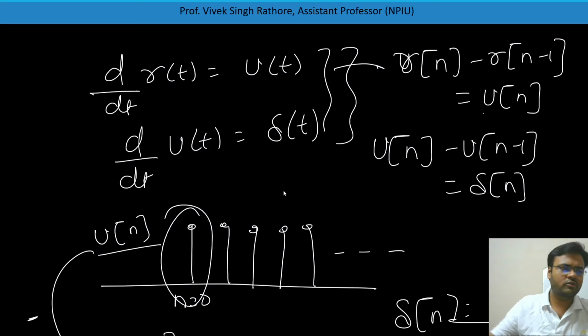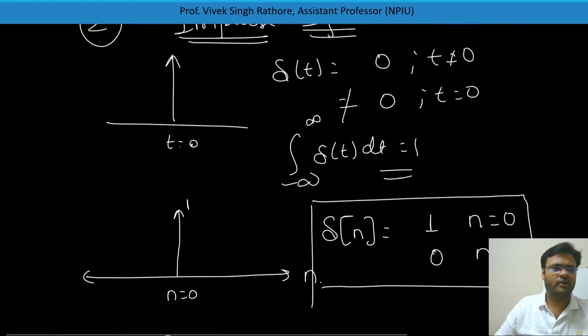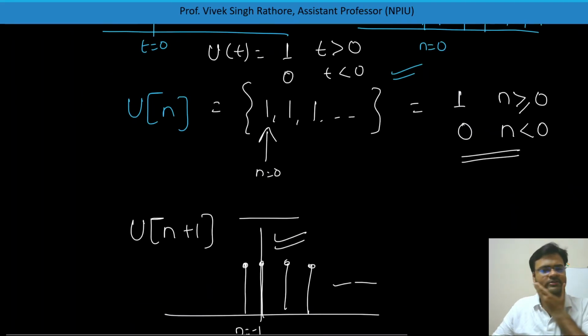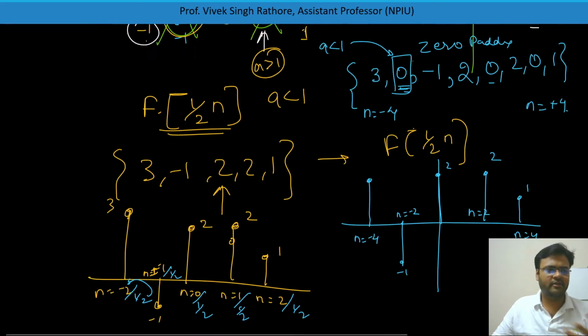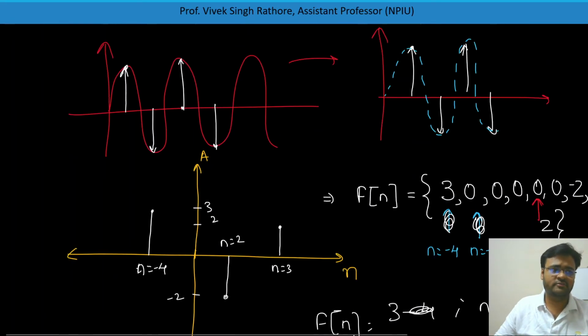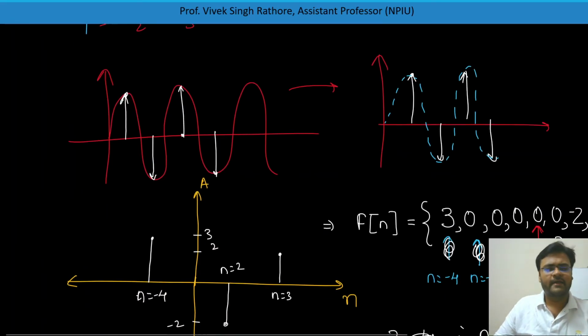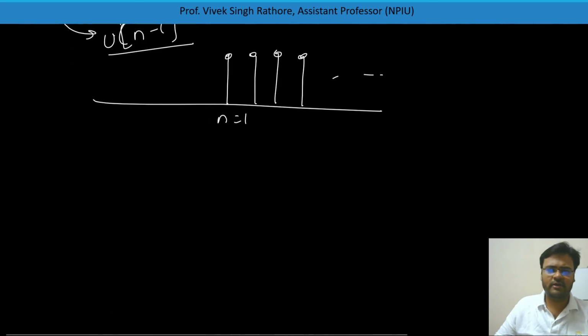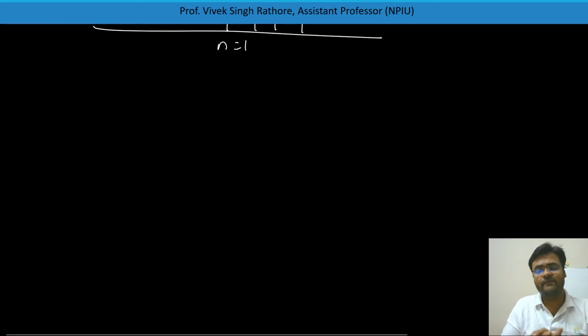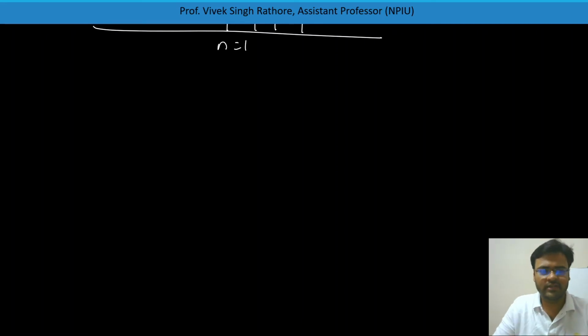So this was all about continuous time and discrete time signals, and real valued and complex valued signals. In the next lecture we will deal with some other classification of signals, like even and odd signals. So for this lecture this much only.